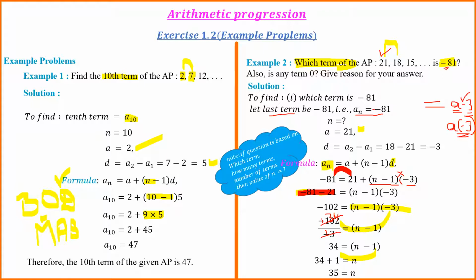They asked us to find which term of the AP is minus 81. We say the 35th term is minus 81. There is a second question also: is any term 0 in the given progression?